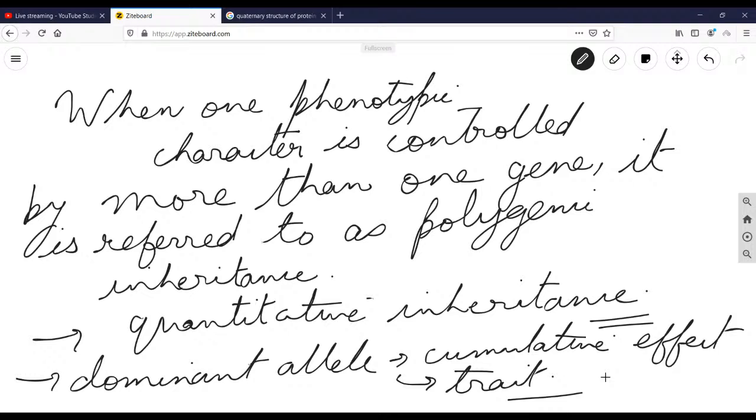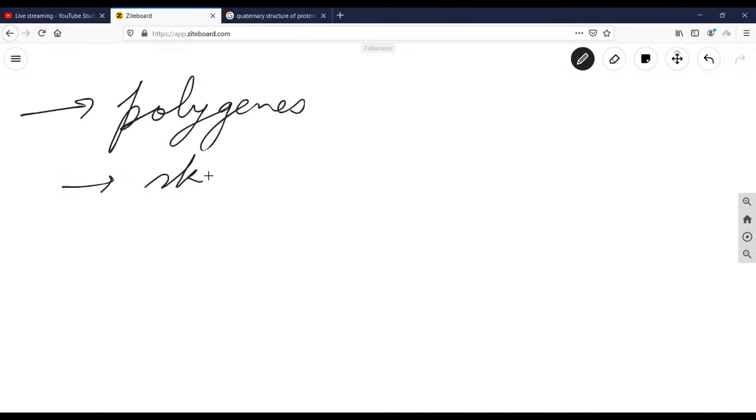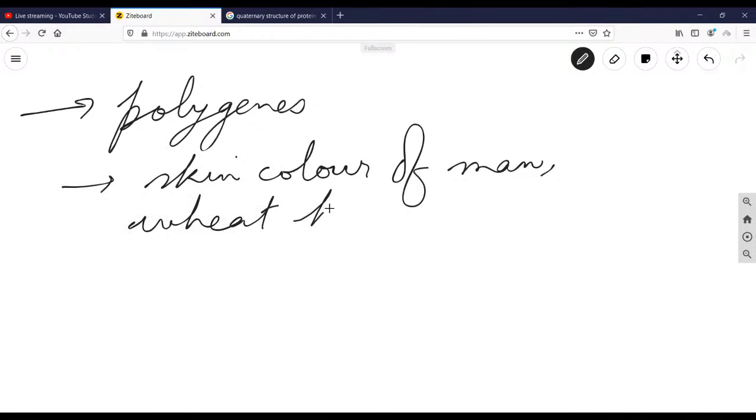The genes involved in quantitative inheritance or polygenic inheritance are known as polygenes. Multiple genes are causing expression of one phenotype, so those genes are known as polygenes. Skin color of man is not decided by one gene only, but multiple genes. Then wheat kernel color. All these are the main examples of polygenic inheritance.